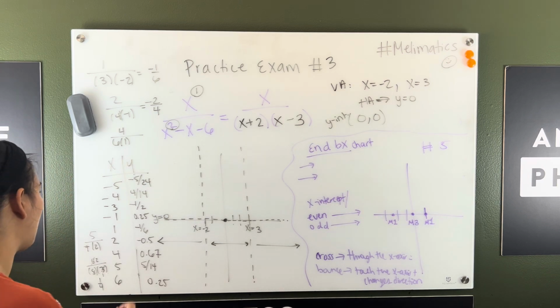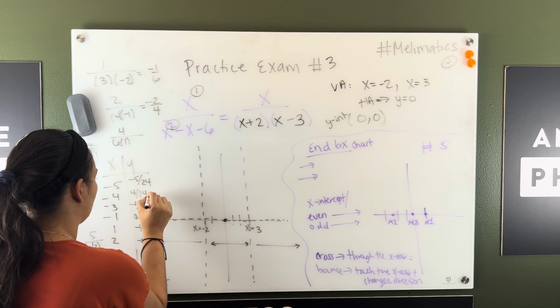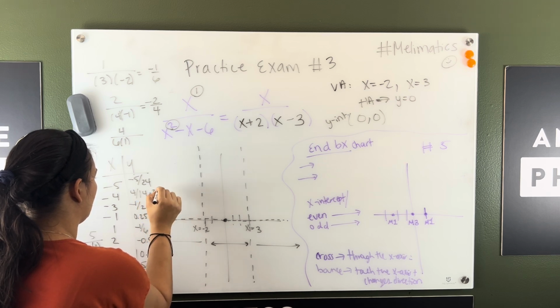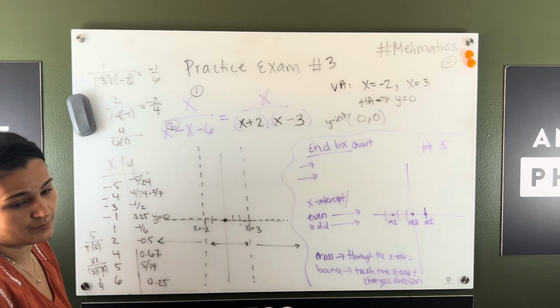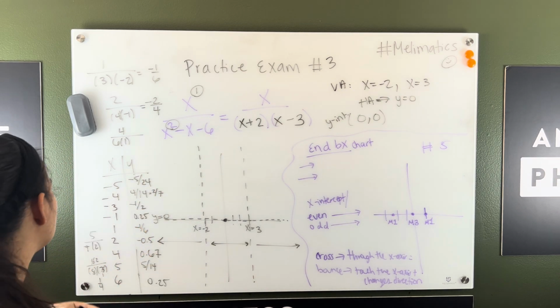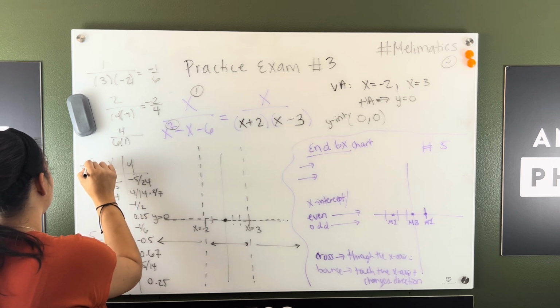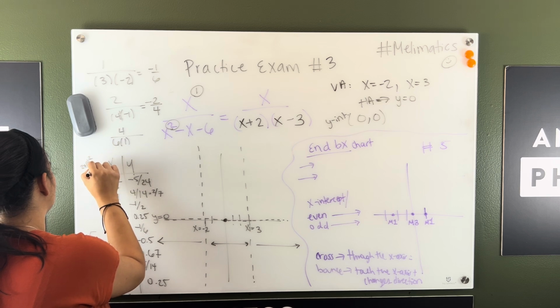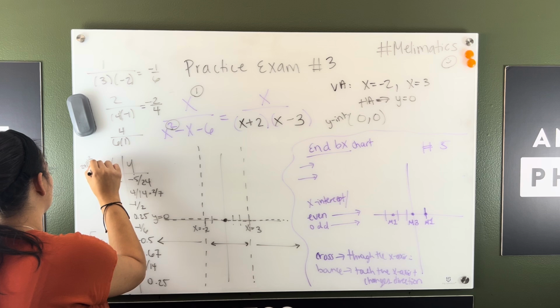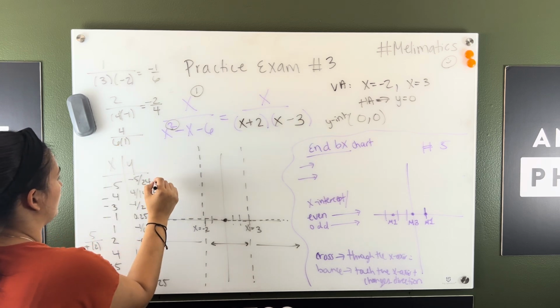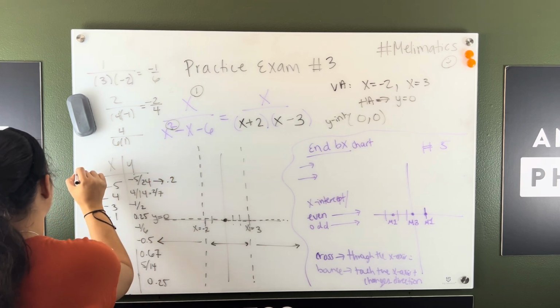Alrighty. In this moment, it would help to have a calculator. So. Okay, it's gonna be 0.2 something for this one. 2 over 7.